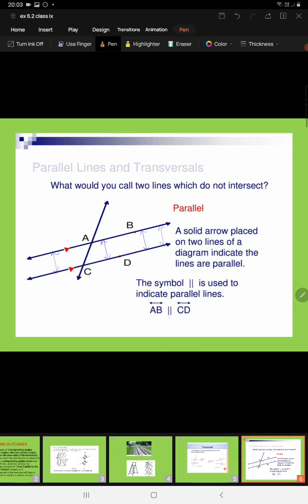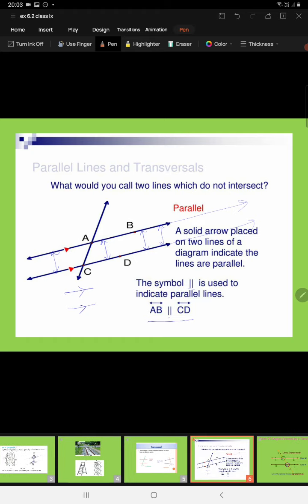If I extend these lines AB and CD in this way, the distance between them will remain the same, they will not meet. So this is the reason parallel lines are supposed to meet at infinity, and these are called parallel lines. A solid arrow placed on these two lines of a diagram indicates the lines are parallel. So this is the way to show two lines are parallel, if we draw arrows over them, and the symbol for parallel is used to indicate parallel lines. In this case we can say AB is parallel to CD because the distance between AB and CD will remain the same.